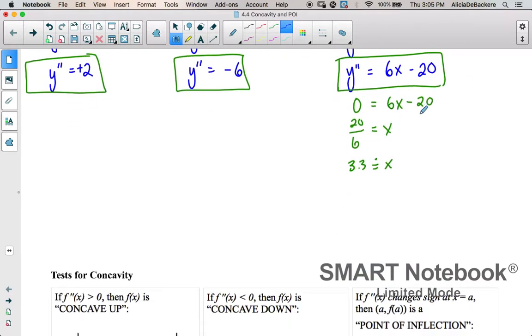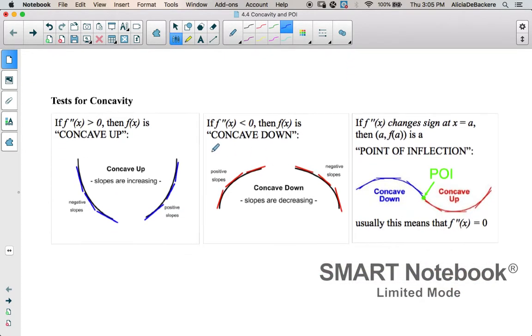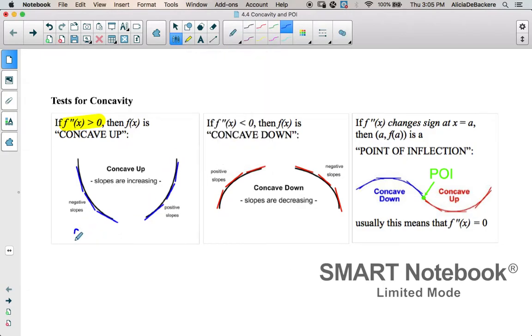All right, so let's summarize. Our test for concavity is I'm going to find the second derivative, and if I find that the second derivative is positive, if it's greater than 0, then f of x is what we call concave up. And so I'm going to see this kind of shape. If I have a negative slope, so my first derivative is negative, but my second derivative is positive, then I'm concave up, but it's kind of decreasing as I go along.